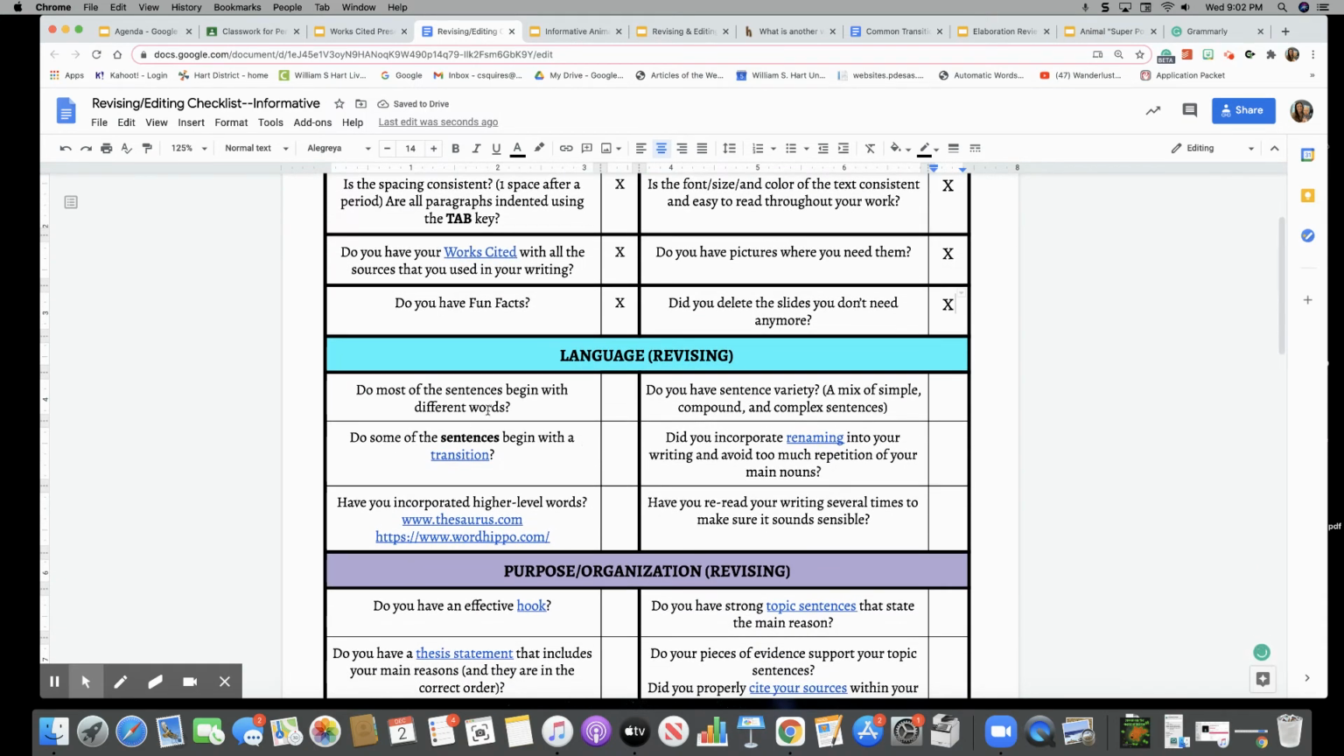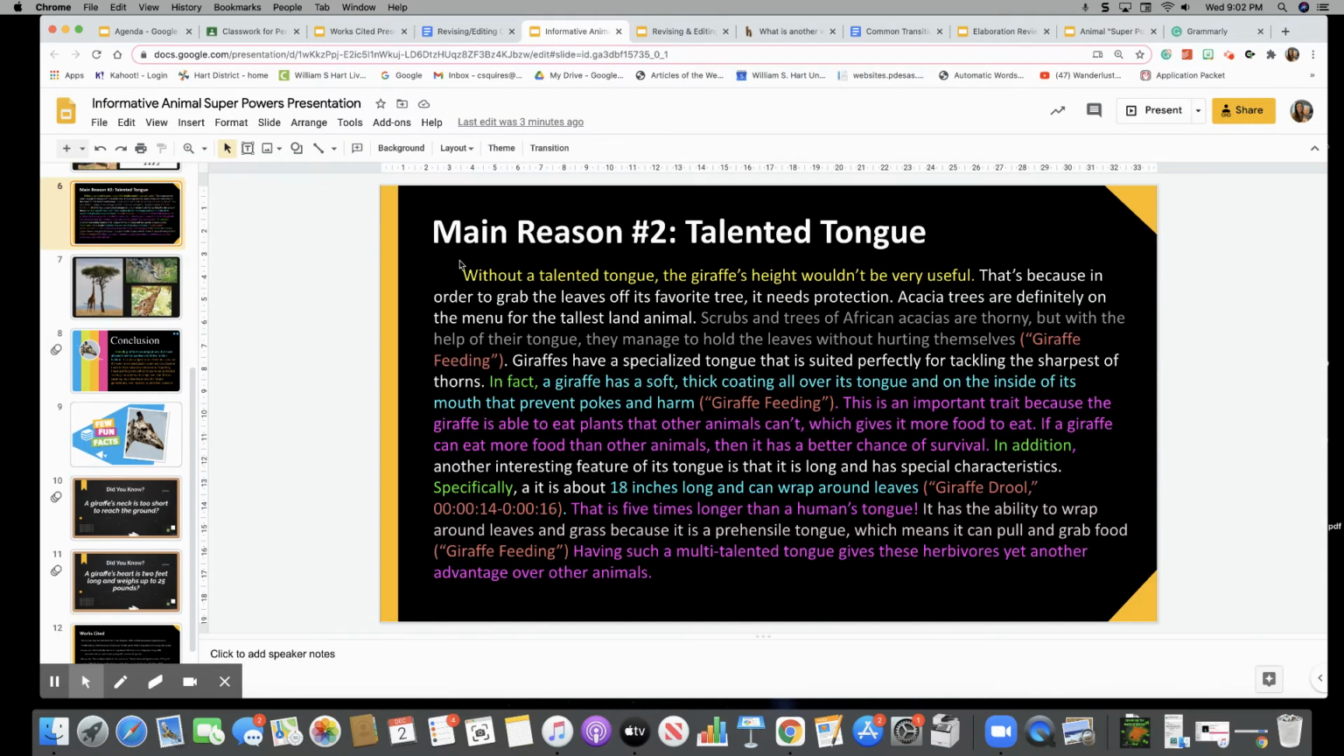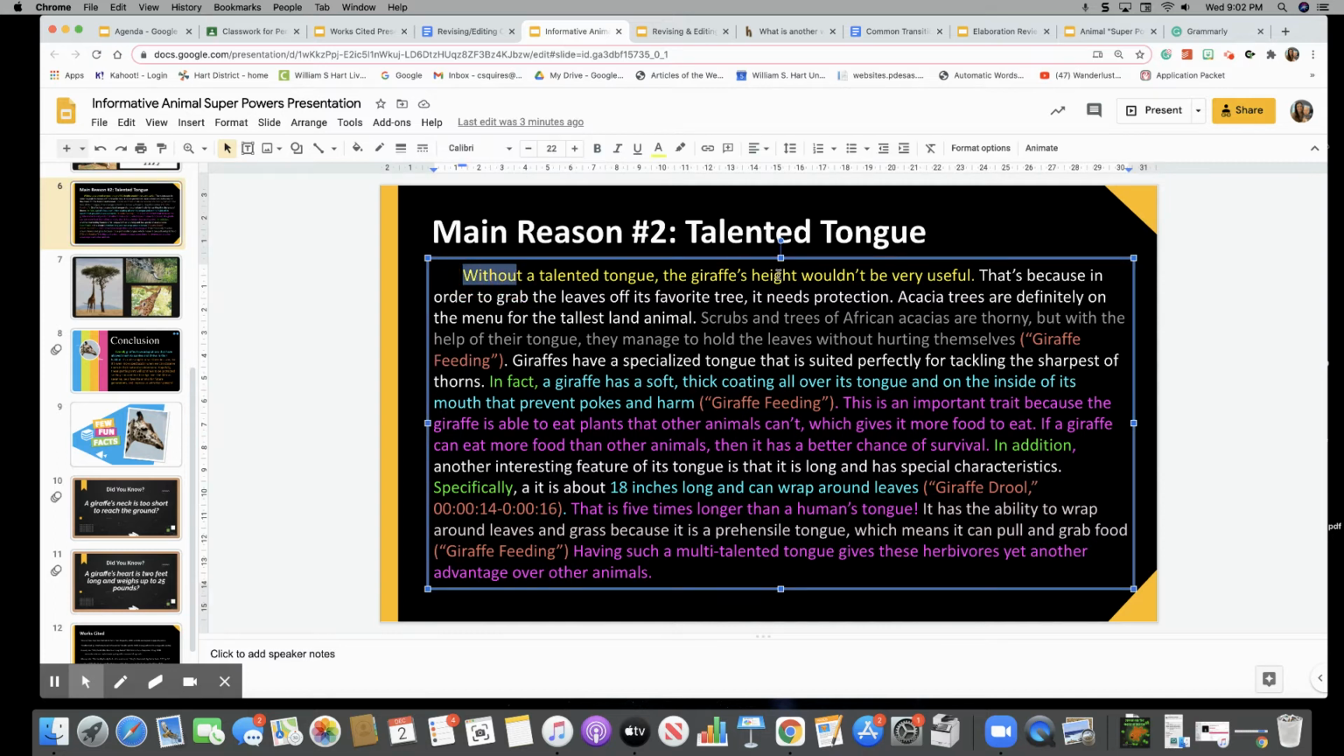Now we can move on to language with revising. Do most of the sentences begin with different words? That's pretty easy. You go through and skim your writing and look: this sentence starts with "without," this one starts with "that's," this one starts with "scrubs," this one starts with "acacia." Yes, this looks like I am not starting my sentences with the same word over and over again. So that's all I'm asking you to do.